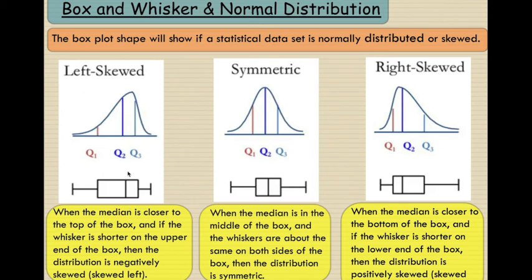When the median of the box plot is closer to the top of the box and this whisker at the upper end is shorter, then the distribution of your data is left skewed or negatively skewed. But when the median is closer to the bottom of the box and if whisker here at the lower end is shorter, then the distribution of your data is called right skewed or positively skewed.